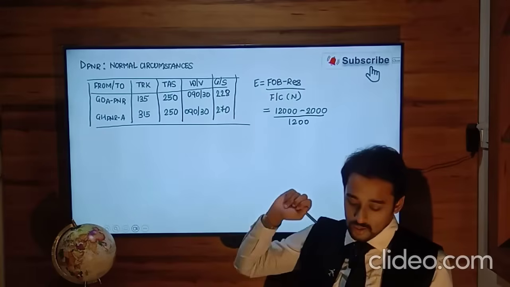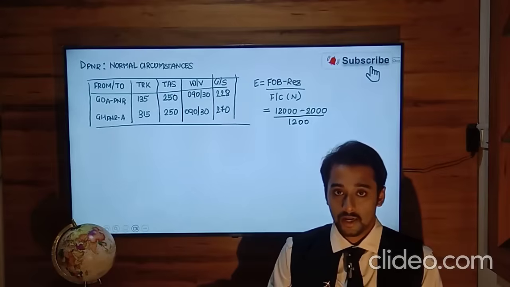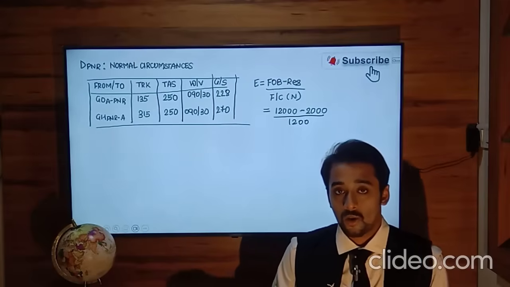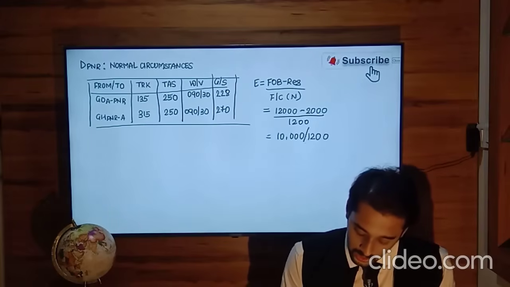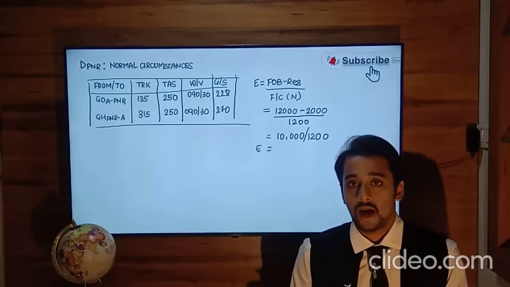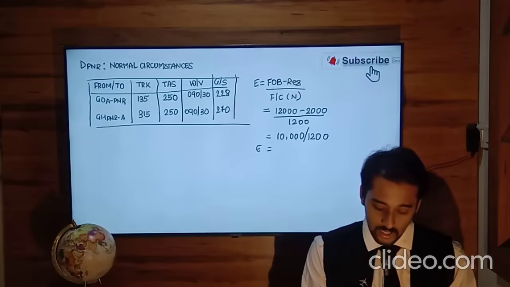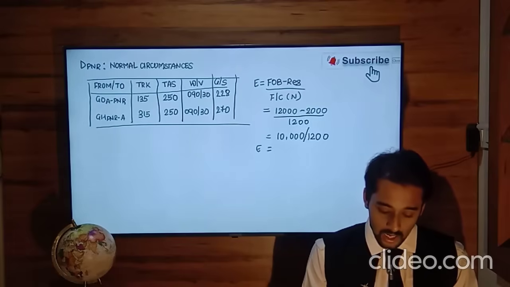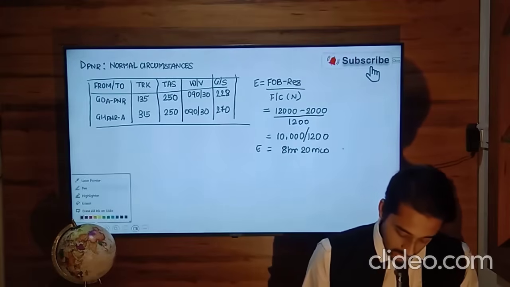Let's calculate endurance, which is fuel on board minus reserve divided by fuel consumption at normal rate, which is your when all engines operating rate. So 10,000 divided by 1200. So endurance will be equal to how many hours? 10,000 divided by 1200, 8 hours 20 minutes. So let's use the formula now.